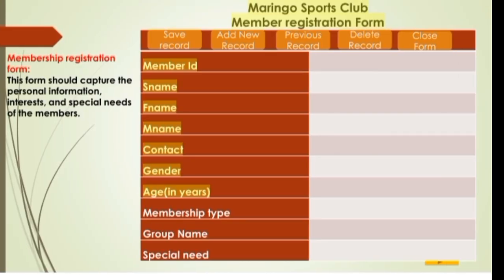Maringo Sports Club. Member Registration Form. Member ID, SNAME, FNAME, MNAME, Contact, Gender, Age in years, Membership type, Group name, Special need. Save record, Add new record, Previous record, Delete record, Close form. Membership registration form. This form should capture the personal information, interests, and special needs of the members.